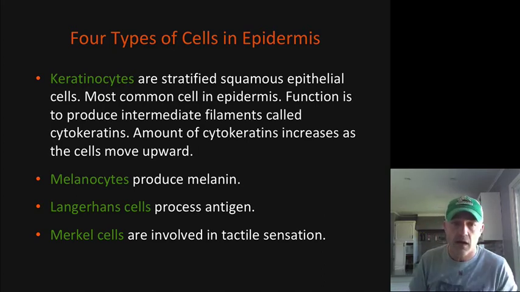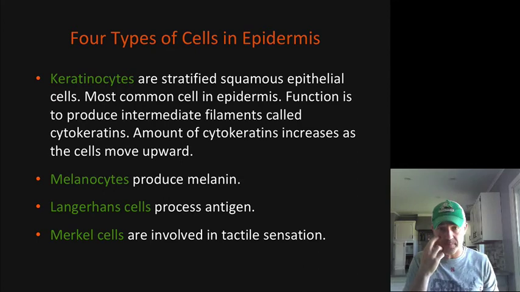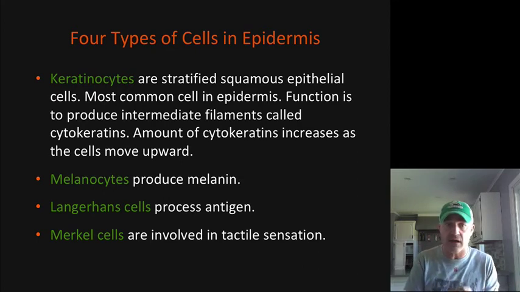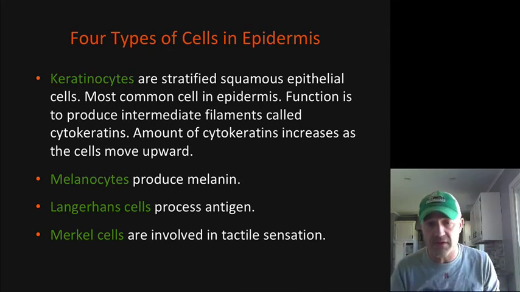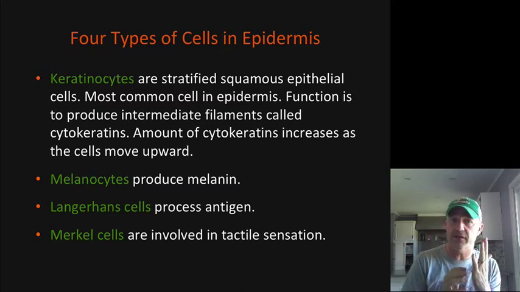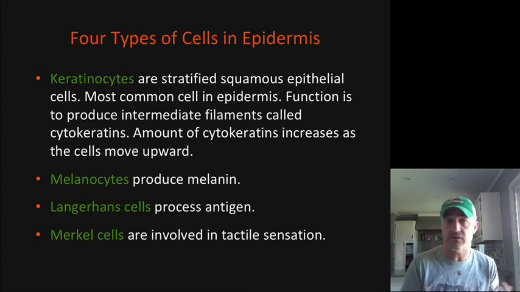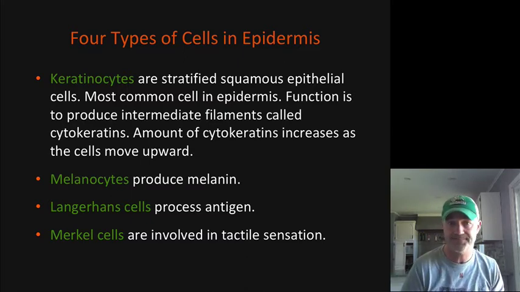Other things in there are some phagocytic cells called Langerhans cells, and Merkel cells, which are really just nerve endings going into the bottom of that basement membrane, through the basement membrane, to give us some light touch sensation.